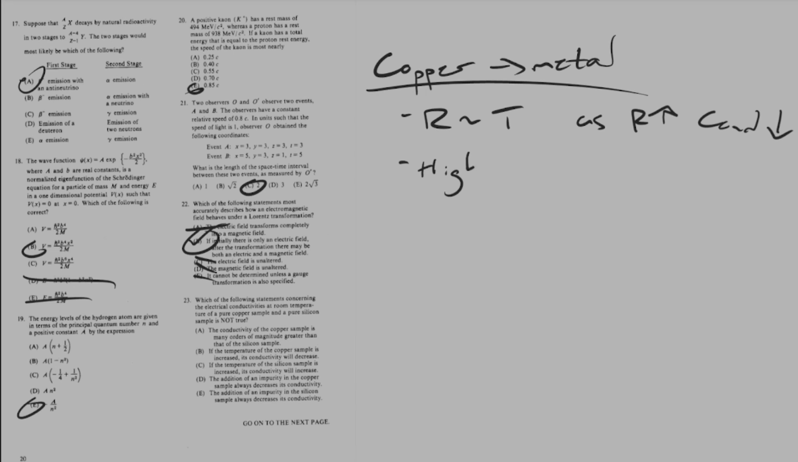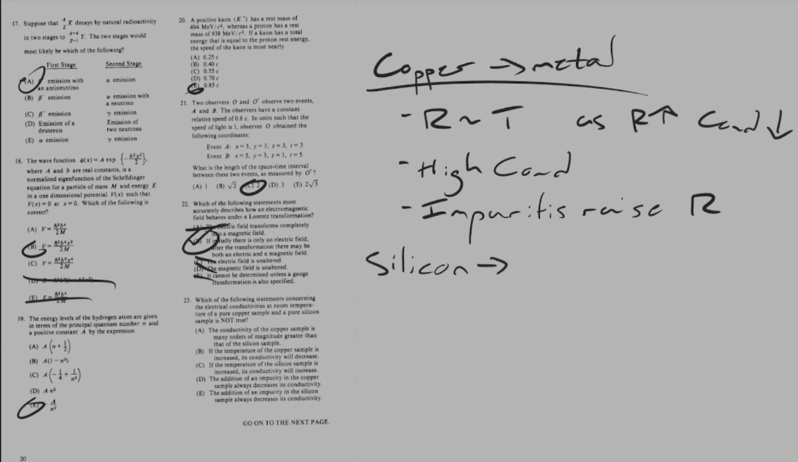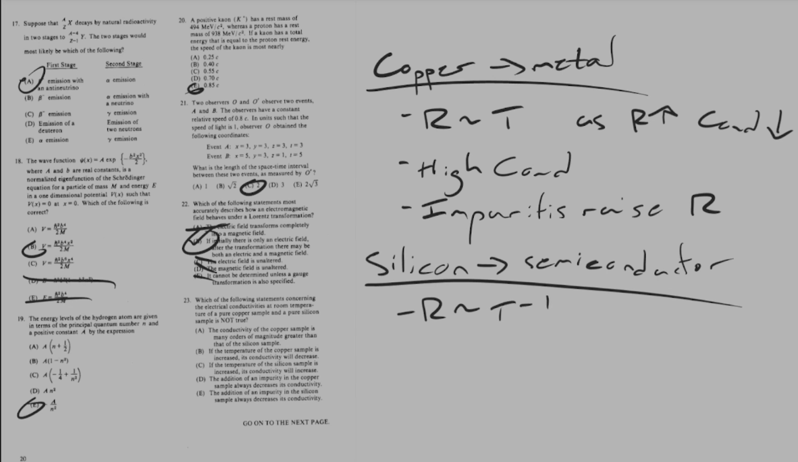It has high conductivity. The impurities will raise resistance. Then we have silicon, which is a semiconductor, which, a couple things we know about that. The resistivity is proportional to the inverse of temperature. It has a lower conductivity, and impurities will lower resistivity. So going through that list, we're looking for the one which is not true.